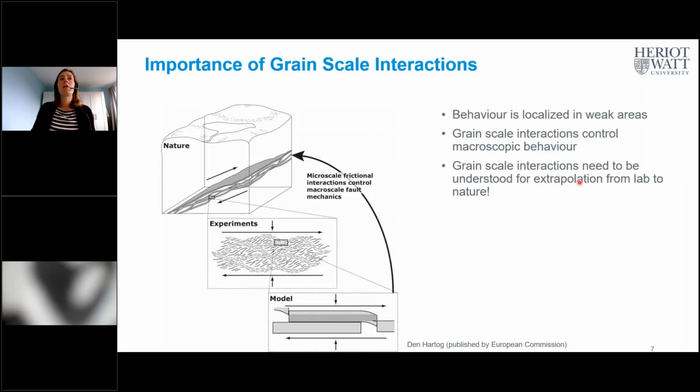So that means that to understand the fault scale behavior, we can actually look at what happens at the micro scale and even down to the grain scale to understand the behavior in nature. And that's what we will be doing.